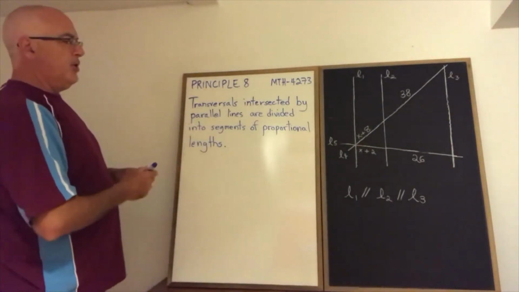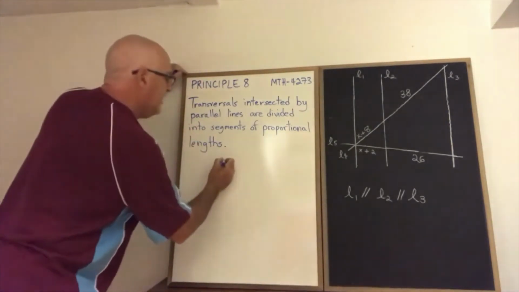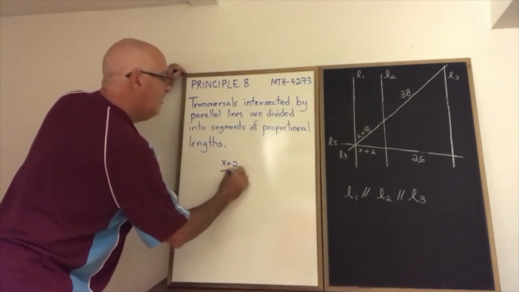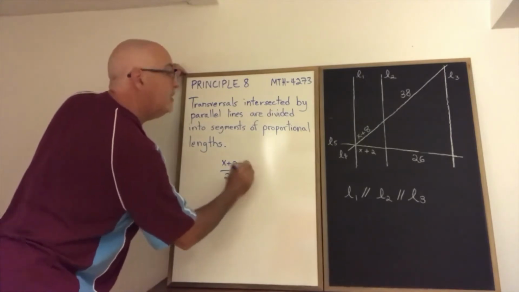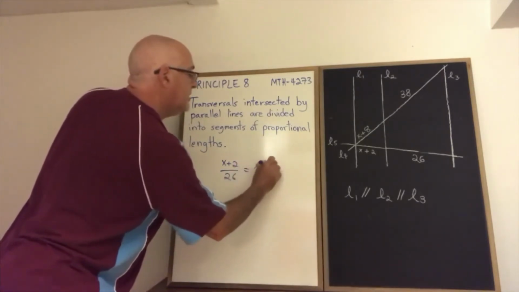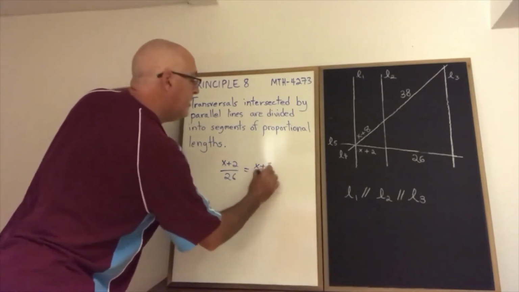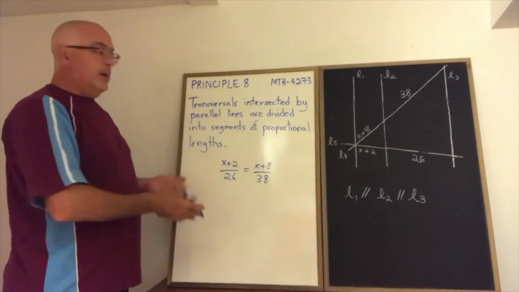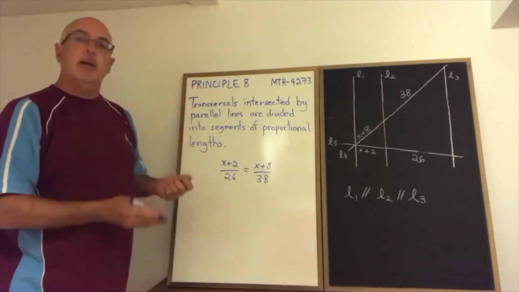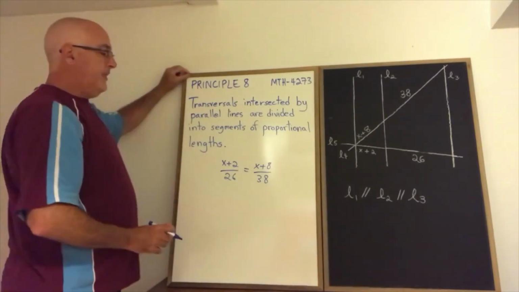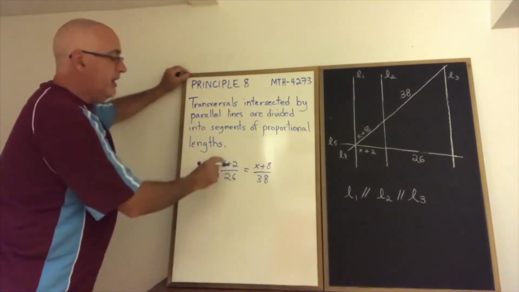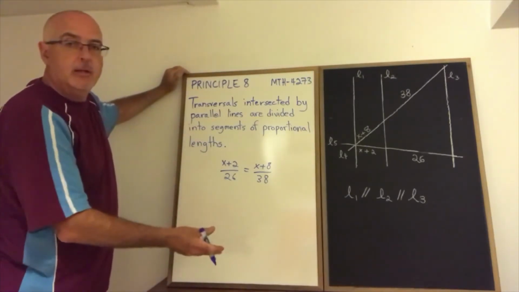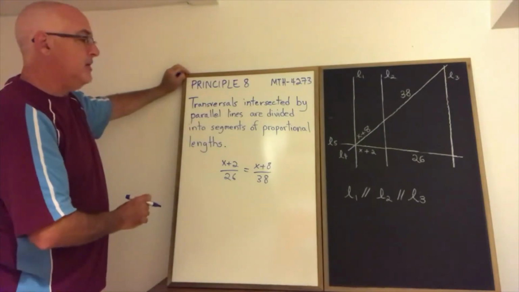I'll build my proportion. X plus 2 over 26 is equal to x plus 8 over 38. And this is going to successfully solve for x. A student can build a proportion so it looks a little different and still have a correct proportion. I can, if I wish, write x plus 2 over x plus 8 is equal to 26 over 38, and it means the same thing, and it will solve to get the same answer.